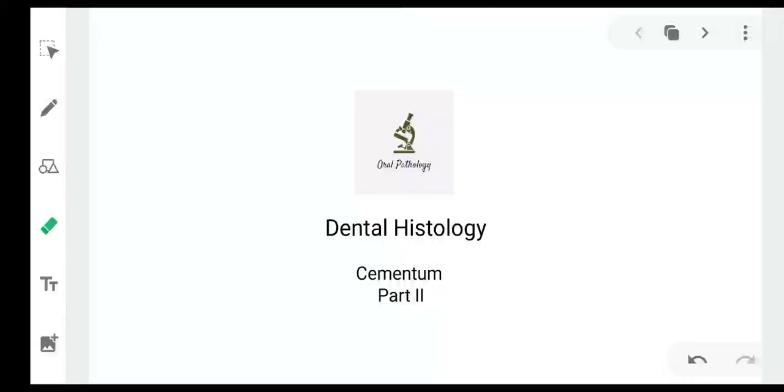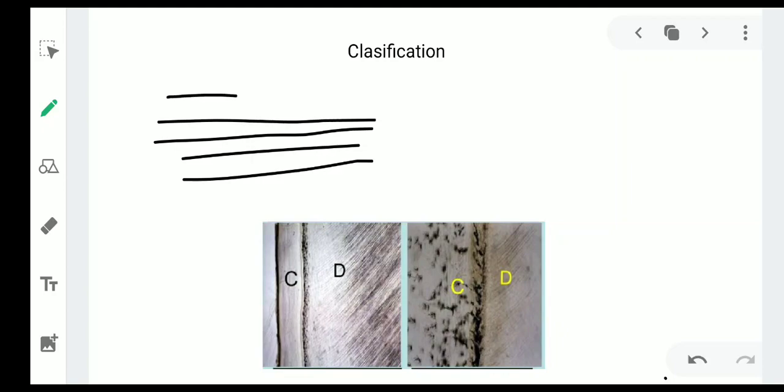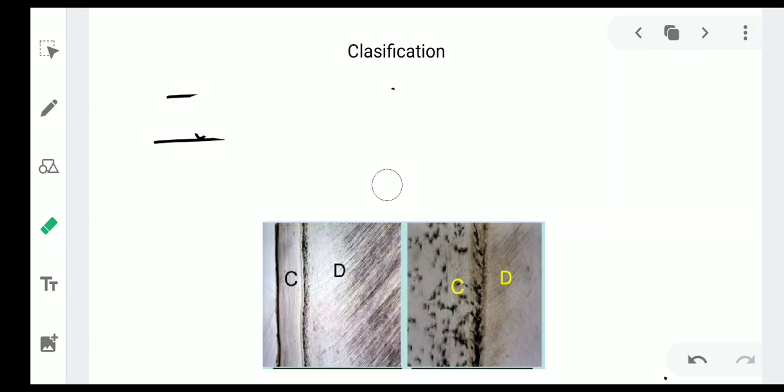In part 2 of Cementum, we are going to continue with the classification. As you know, the formation of Cementum occurs in increments, and there are cells which get entrapped in between. So on the basis of this, we have classified Cementum into two major categories. First is the acellular Cementum and second is the cellular Cementum. As you can see here in the picture below, there is acellular Cementum here, and this is the cellular Cementum.